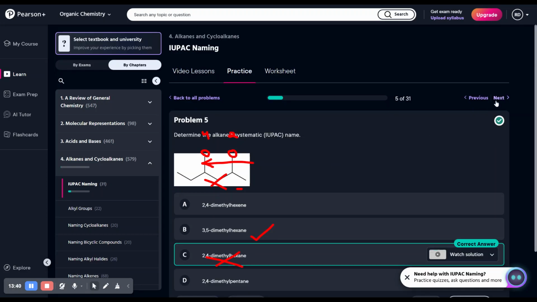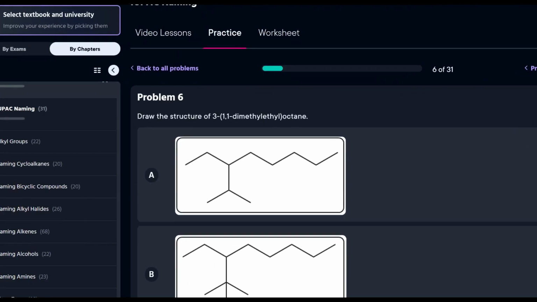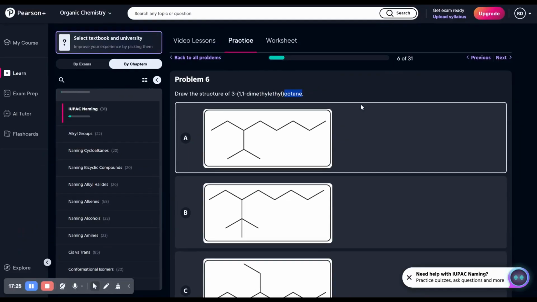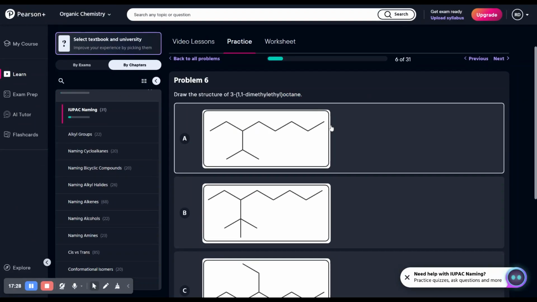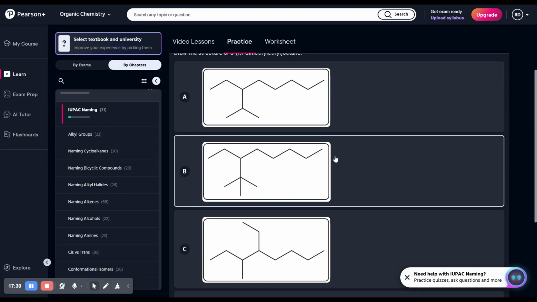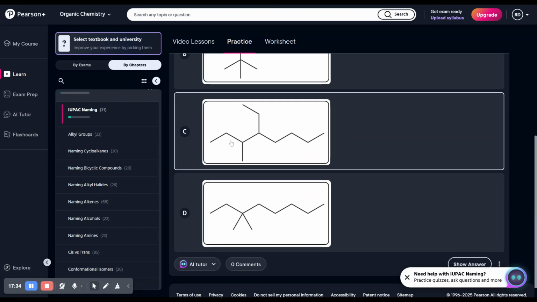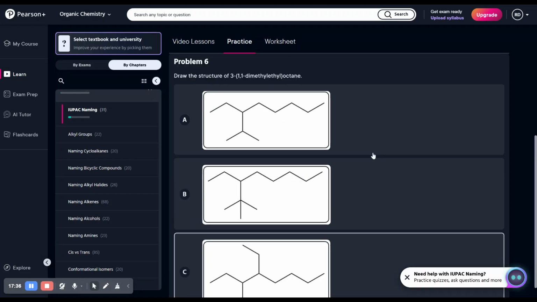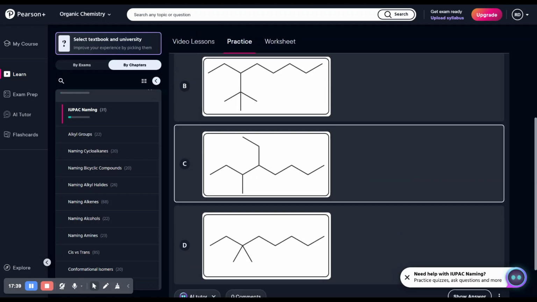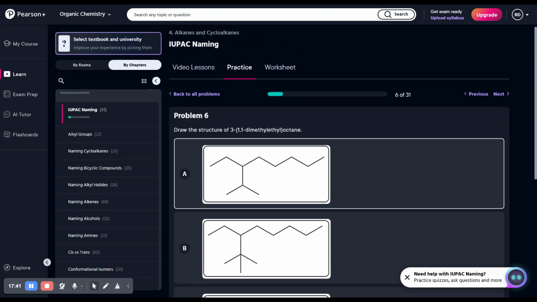Sweet. So, all right, let's move on to the next problem. Okay. In this problem, it's basically asking us to identify this structure. So first thing we want to look for is an octane. 2, 3, 4, 5, 6, 7, 8. That one's good. These are all octanes, so we can't really get rid of anything off the bat.